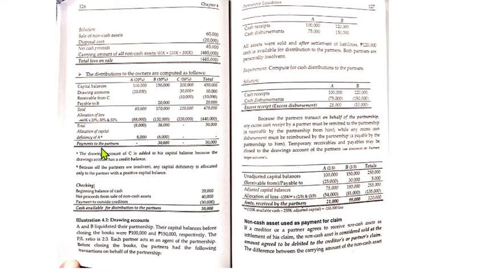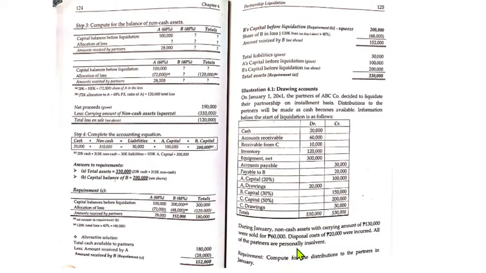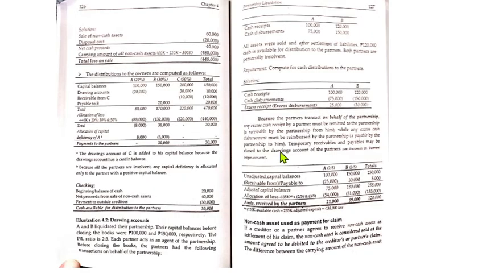So, the payment to the partners, 0 for A, for B, 30,000, and for C, 0. So, what is the requirement ba on this? Compute for the distribution to the partners. So, the answer is 0 for A, 30,000 for B, and C, 0. Okay, you can check that. Let's proceed with illustration 4.2.